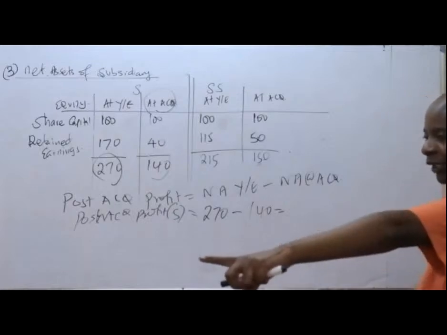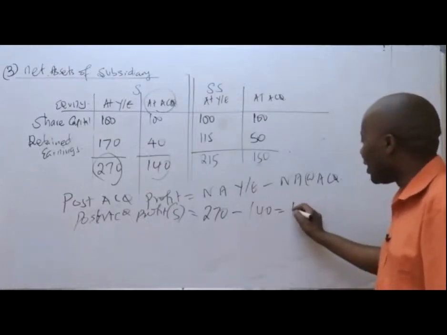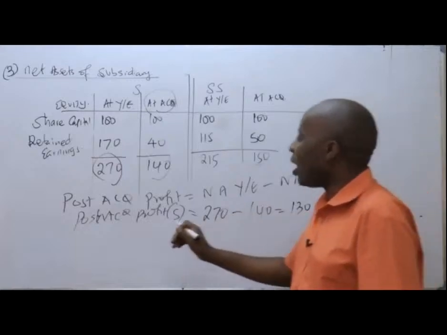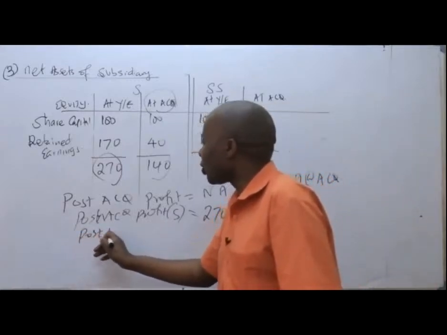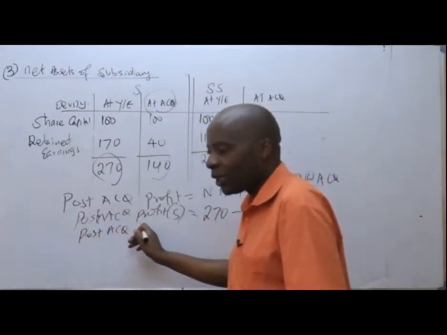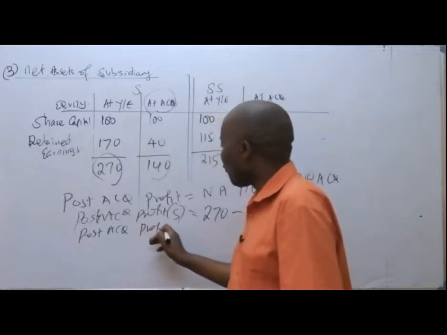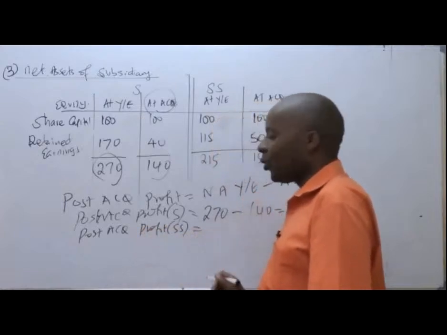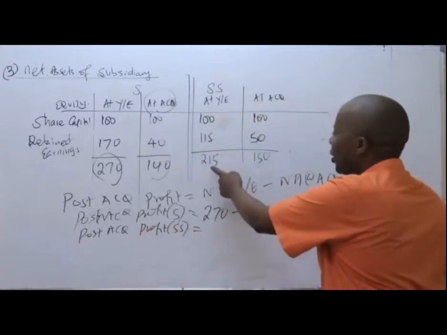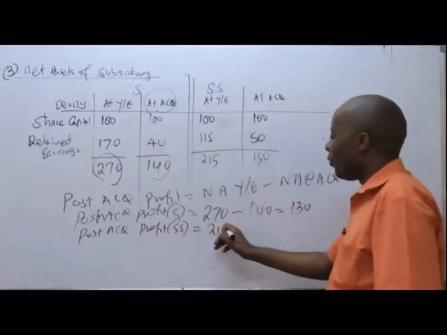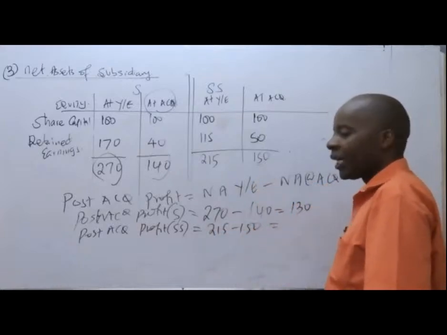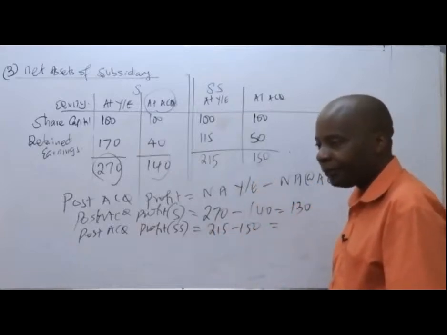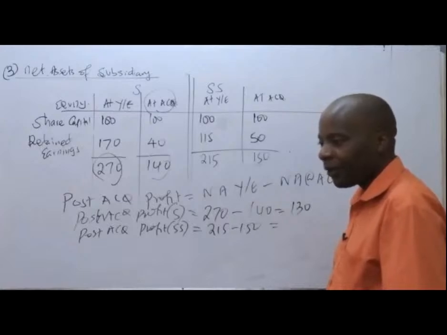Somebody is giving me 130. How about post-acquisition profit for SS? What do we have? For SS, I can see 215 minus 150. This will end up giving us what figure? 215 minus 150 gives me 65.